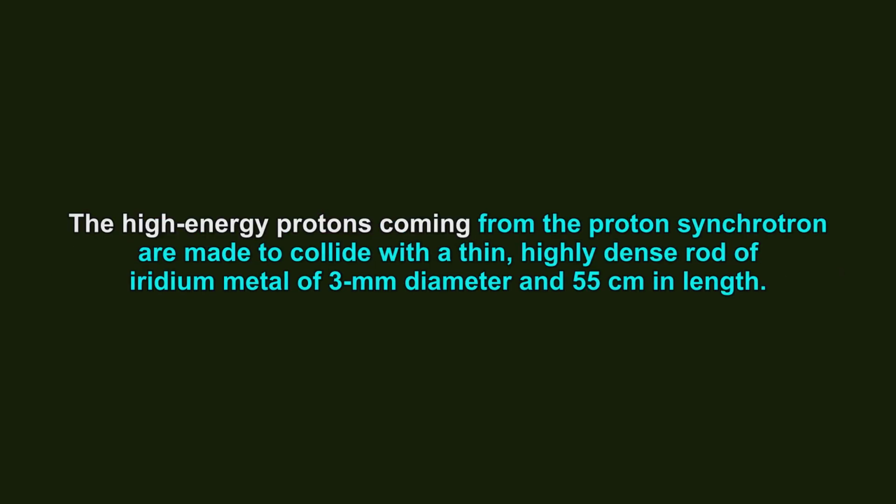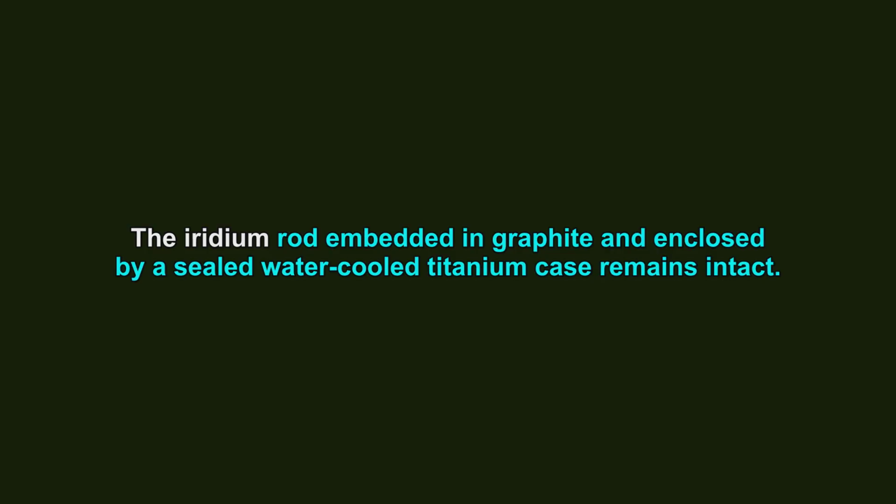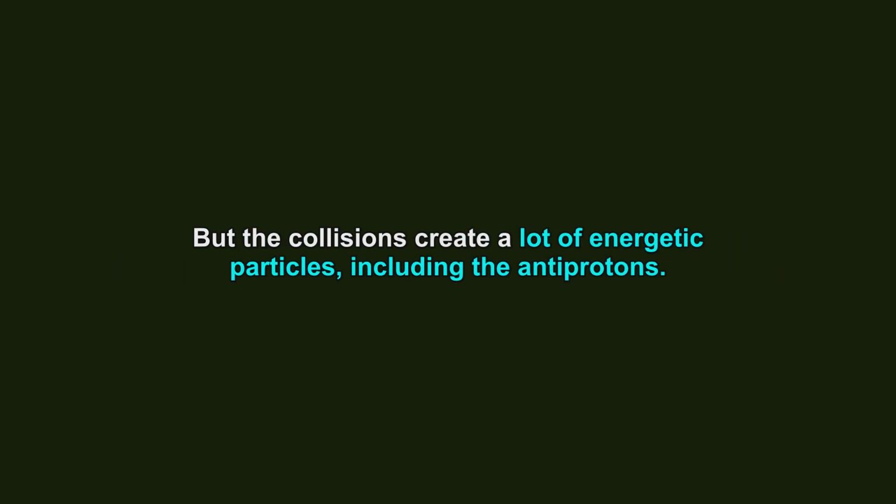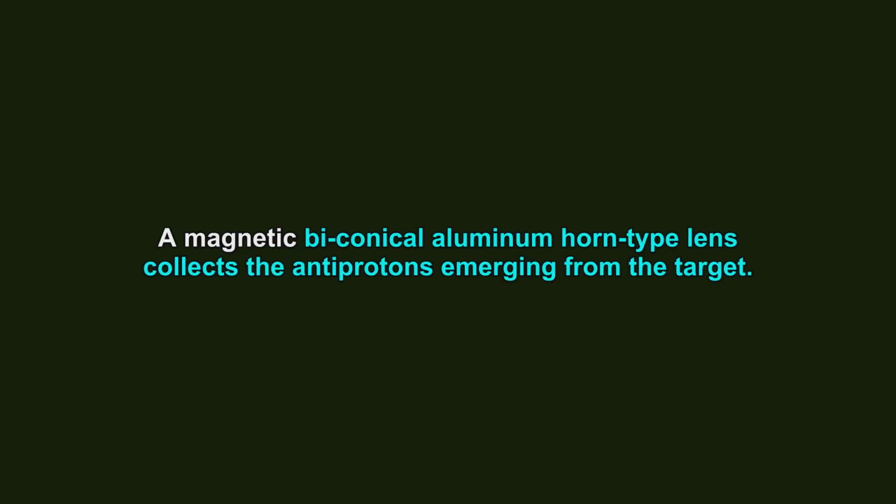The high-energy protons coming from the Proton Synchrotron are made to collide with a thin, highly dense rod of iridium metal, 3 mm in diameter and 55 cm in length. The iridium rod, embedded in graphite and enclosed by a sealed water-cooled titanium case, remains intact. But the collisions create a lot of energetic particles, including the antiprotons. A magnetic biconical aluminum horn-type lens collects the antiprotons emerging from the target.